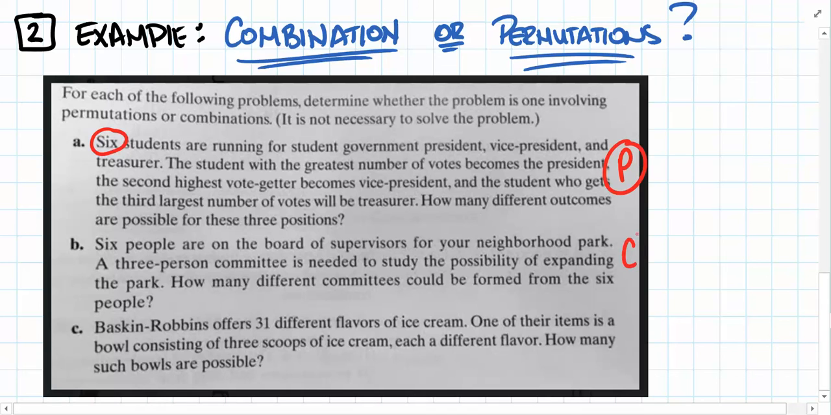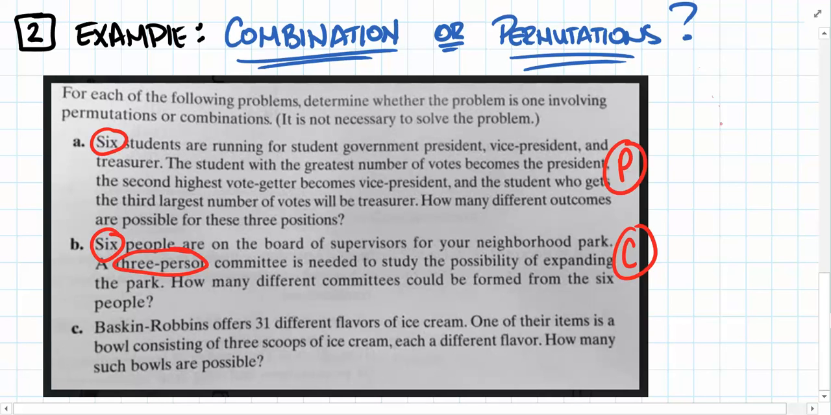Well, this is a combination. The reason this is a combination is because from the 6 people, you only want 3 of them for a possible committee to study it. You don't care in which order the 3 are picked, and there's no reason to pick the first, second, or third in any particular order. So because the order doesn't matter, you just want 3 people of the 6. That makes it a combination.